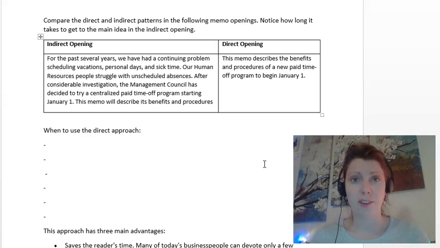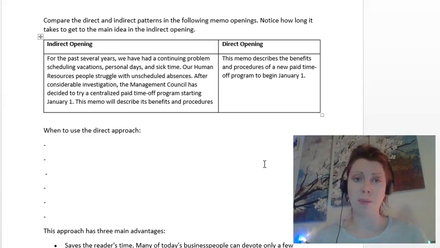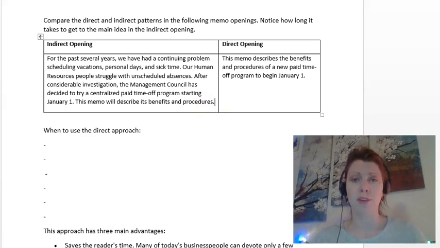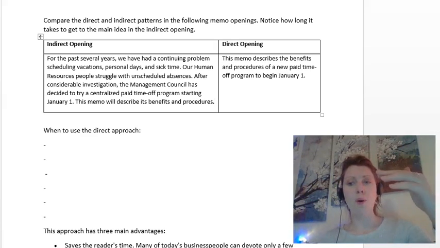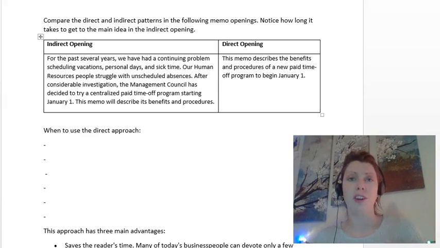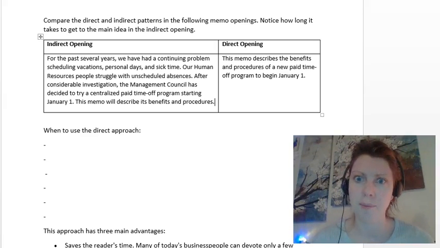Wow, big difference, right? So when you were reading through the indirect opening, was it obvious what the main point was? Did it pop out at you when you got there? Did you realize when you got to the end that, okay, we're talking about procedures, but what did you notice about this approach? It gives a whole bunch of details, explanation, like a justification on why they're writing this memo before they tell you why they're writing this memo.